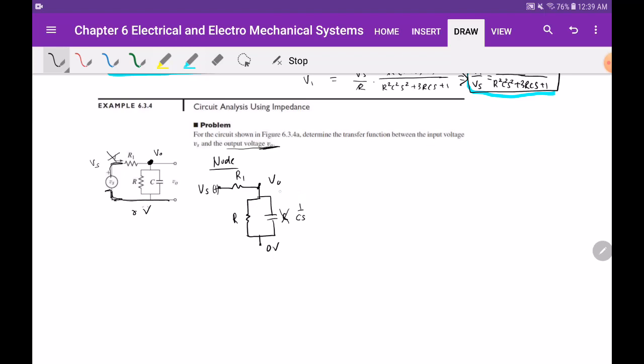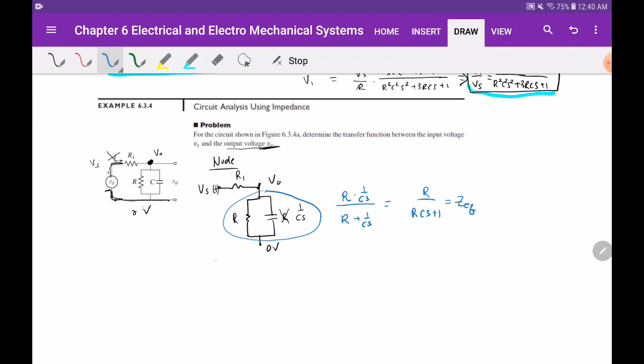Since the two impedances are parallel to each other, you can group them together. What's the equivalent impedance? You can use product over sum. Oof, I have to simplify this again, which is, multiply top and bottom by CS, so you'll have RCS plus 1. Here it is. This is your equivalent impedance for these two elements.